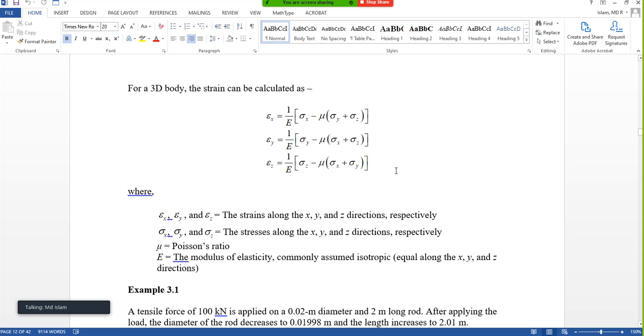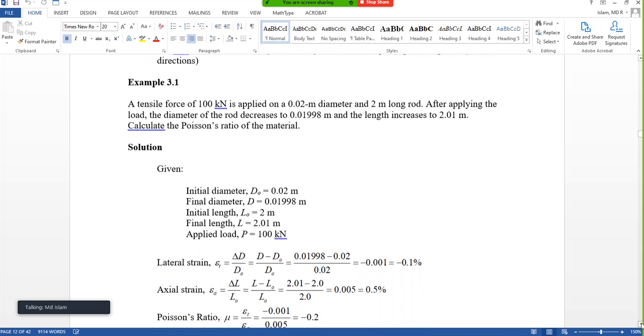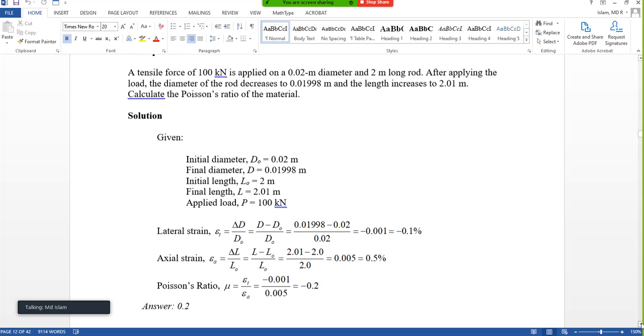So I hope that you understood this equation, and there is nothing to memorize. It is in your book, in your AP exam. In your AP exam, these equations are given, so no need to worry about it. Just be concerned about the direction, concerned about the sign. If you assume tension positive, compression will be negative. Sign convention is up to you.